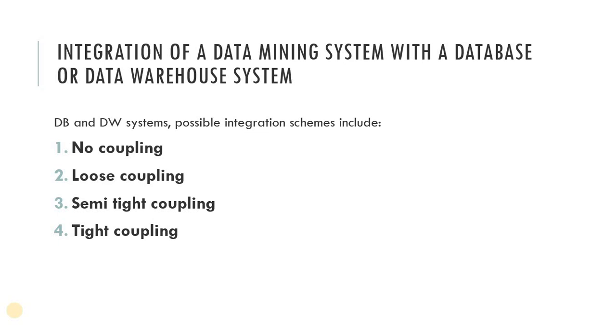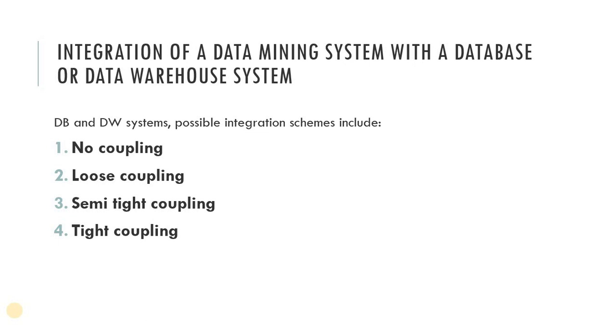So first is no coupling. No coupling means that the data mining system will not utilize any function of the database or data warehouse system. The data mining system fetches the data from particular sources, like a file system or any other data source, processes the data using some data mining algorithms, and then stores the mining results in another file. So this is the simplest way. In simple words, here we are not integrating the data warehouse with the data mining system.